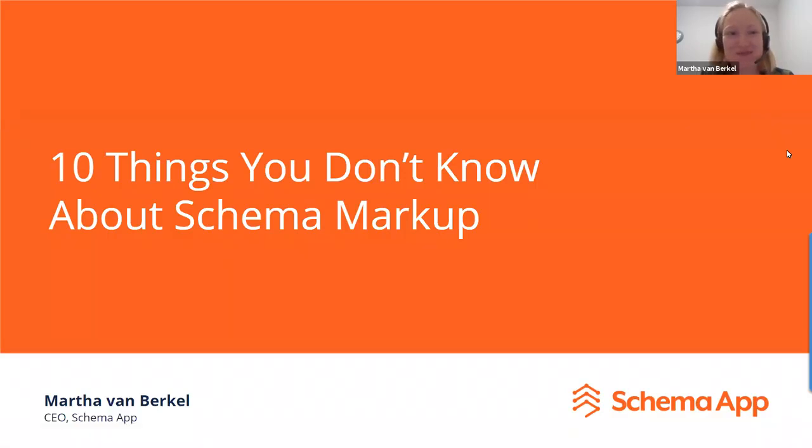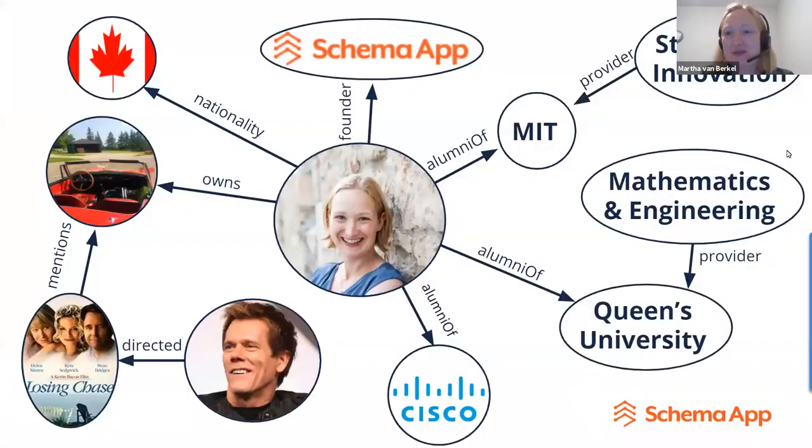I like to introduce myself with my knowledge graph because it explains in a beautiful, connected way how I'm related to other things in the world, starting with the fact that I'm an alumni of Cisco. I spent 14 years there. I also have a technical degree in mathematics and engineering. I also got the chance to attend MIT. I'm one of the co-founders of Schema App. I'm a proud Canadian, and I used to own an Austin Healey Sprite.